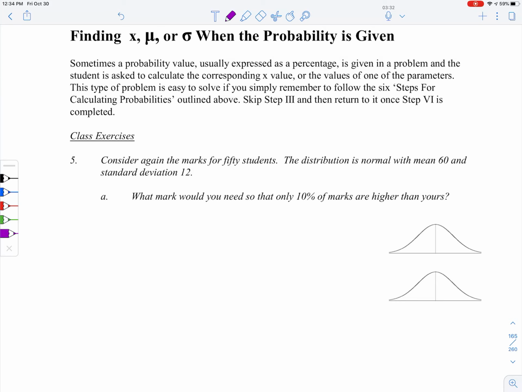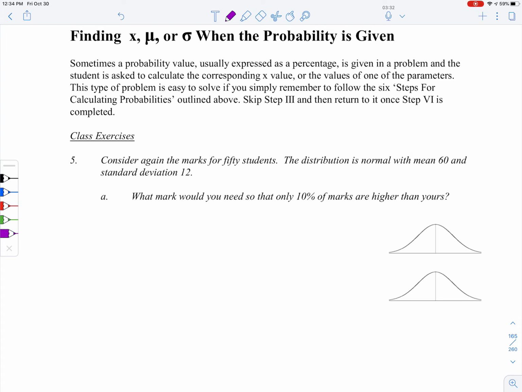Hi ladies and gents, we are in Unit N, taking a look at calculating probabilities in the normal distribution. Now in the last one we took a look at running through a whole bunch of different problems where we were given the mu, we were given the sigma, we were given the x, and we were asked to find the probability. What if one of those is not known and instead we're given the probability?